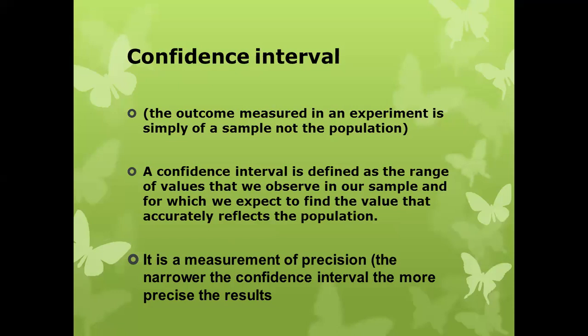And what else does the confidence interval do? Apart from representation of the outcome, it also is a measurement of precision. The narrower your confidence interval is, the more precise your results. To say it in simple words, the higher number of subjects you include, the narrower your confidence interval will get, and the results will be much closer to the real population. Okay?